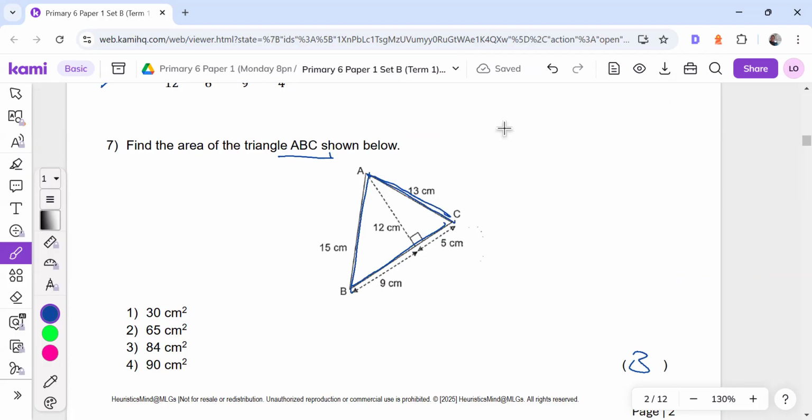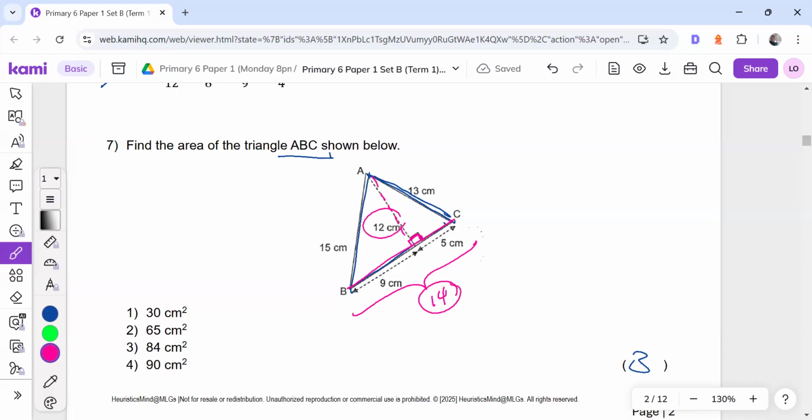Number 2, where's the base? The base is one of the 3 sides of the triangle. So the base is right angle to the height. So you look for a right angle box. If there's a right angle box, very lucky because the base and the height is near the box. The base and the height, they are perpendicular to each other. So what's the base? The base is 14 and the height is 12.